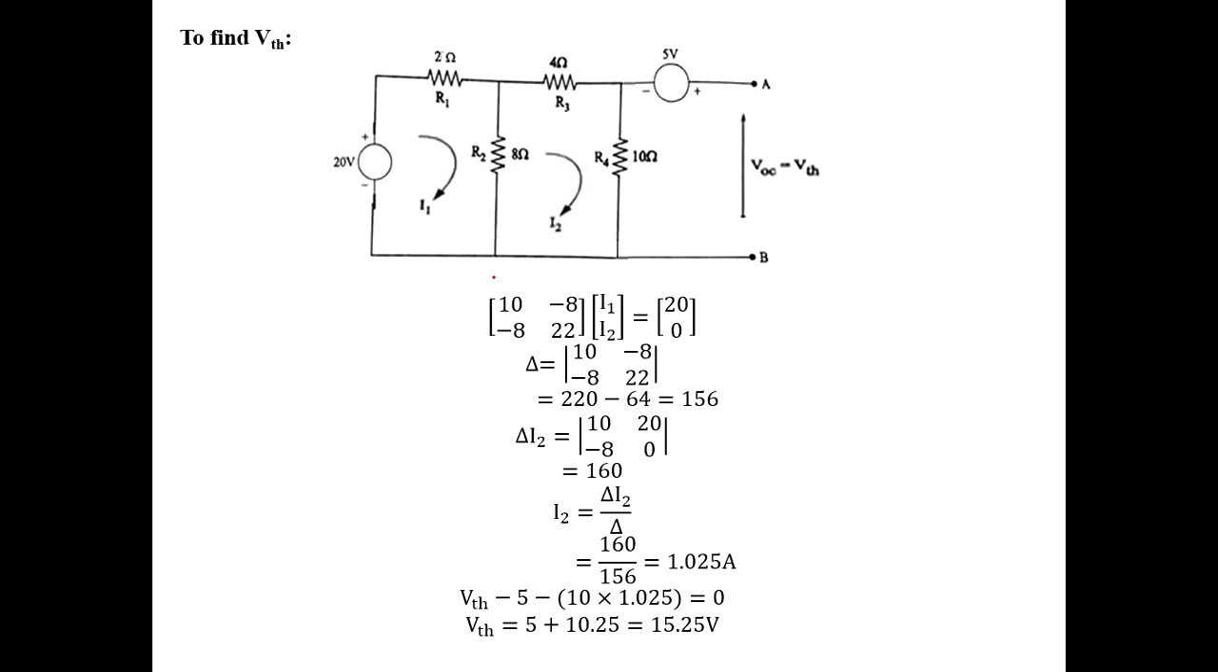First we have to write the matrix. Here the circuit is having two loops. We have to create the 2 cross 2 matrix. First we have to fill the diagonal elements. This is A11 place. Consider the first loop. Add all the resistors in the first loop: 2 plus 8, which is equal to 10. Next element is A22. For A22, consider the second loop, add all the resistors: 4 plus 10 plus 8, which is equal to 22.